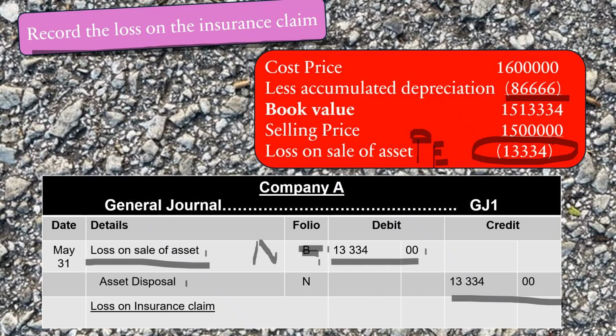A loss expense account is a nominal account, and the asset disposal is also a nominal account because it's closed off, and it will end up with, shall we say, a null balance because it's closed off to loss on sale of asset. Right, that was the loss on the insurance claim. Let's move on.